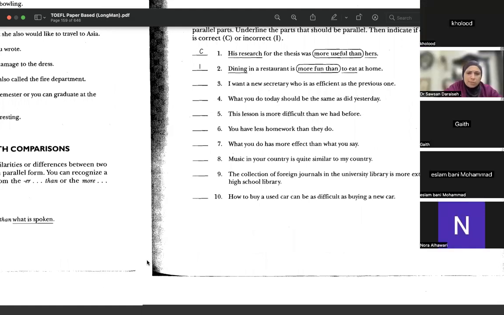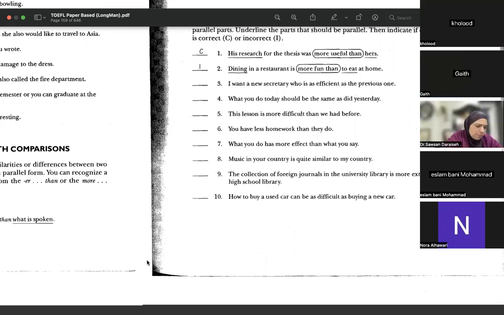Where are your hands, Dr. Khulud? Thank you, doctor. Welcome. I want number 4.